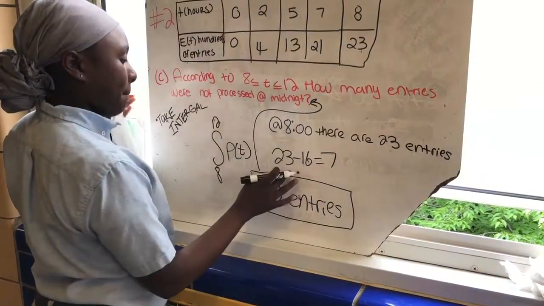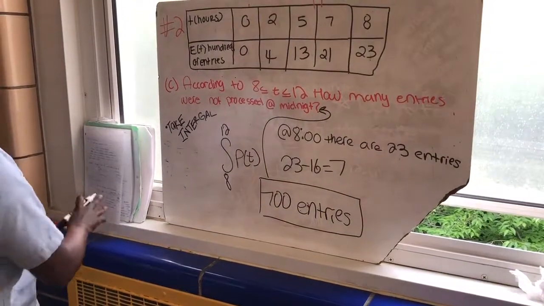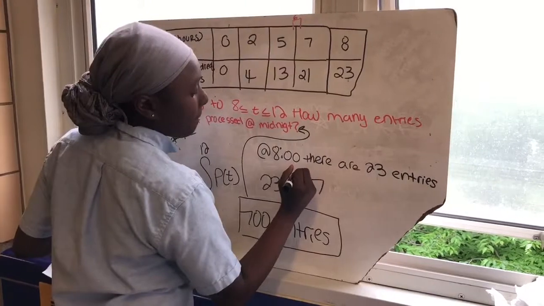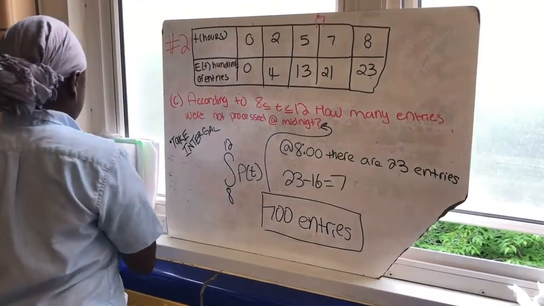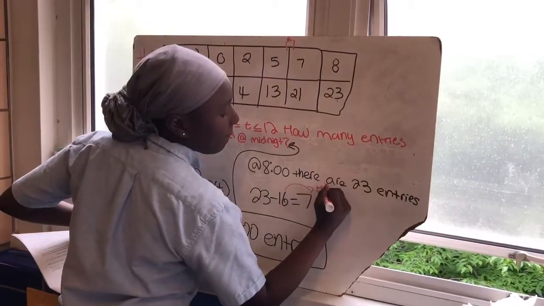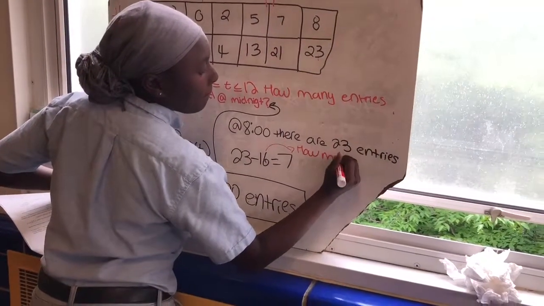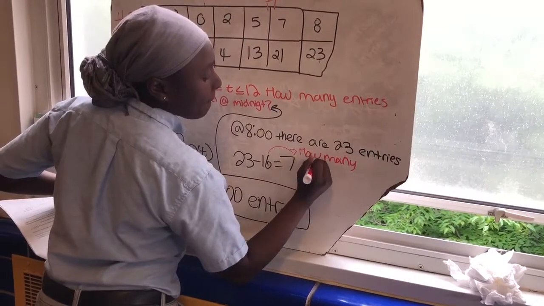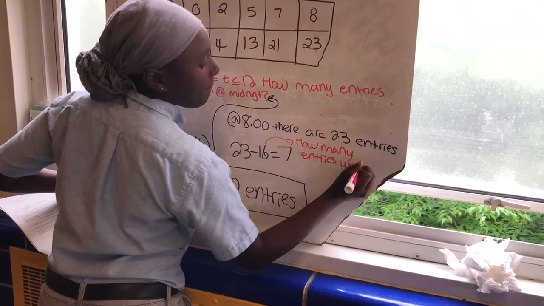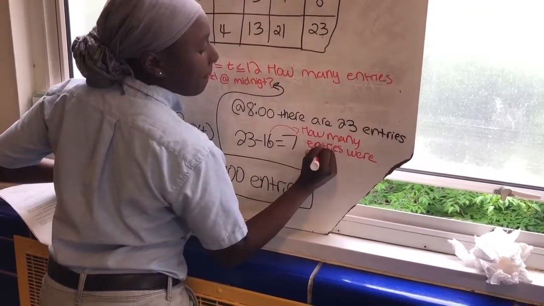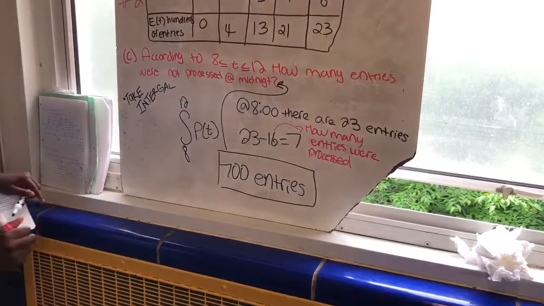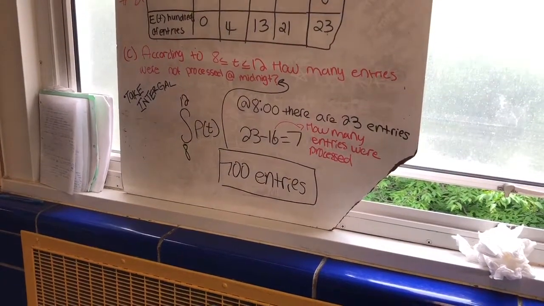So basically you have to do 23 minus 16, and that gets you 7. And remember that your answer is always in hundreds, so you put 700 entries. Oh, I made a mistake. It's already 700, so you just put 700 entries. So 700 entries is the answer. Don't forget to box your answer. That's how many entries were not processed at midnight.